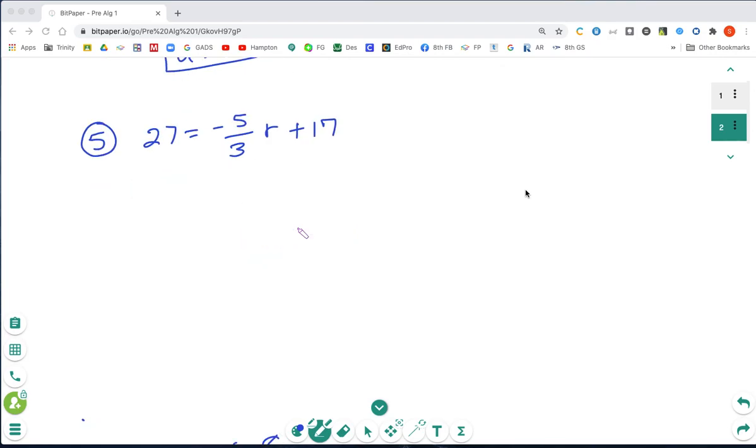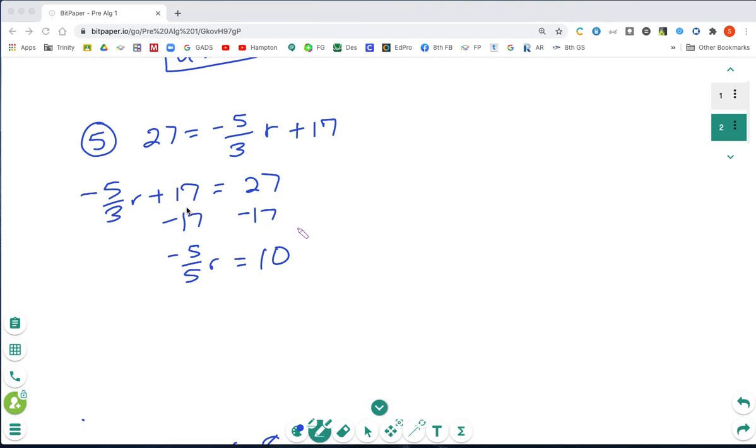All right, is the variable on the left? No, it's not. So we're going to use post-it note or symmetrical property. Negative 5/3 r plus 17 is equal to 27. Is the variable on the left? Yes, it is. Is it first? Yes, it is. Is it alone? No, it's not. So we're going to zero pair. Negative 5/3 r is equal to 10.